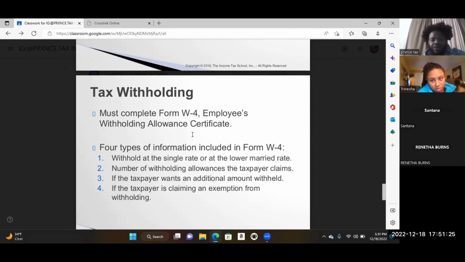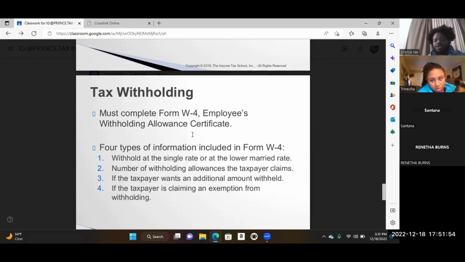All right, so tax withholdings. Must complete Form W-4, employee's withholding allowance certificate. That's what I was talking about when I was stating Form W-4. This is the actual name of it. Okay, what does it actually do? One, it will withhold at a single rate or at a lower married rate. Two, you're setting the number of withholding allowances for the taxpayer to claim. So remember, I was talking about exemptions. This is what goes on that form.